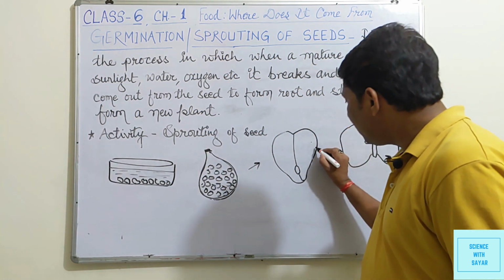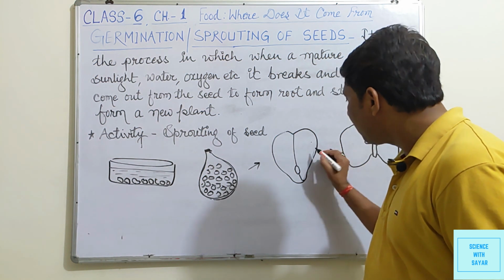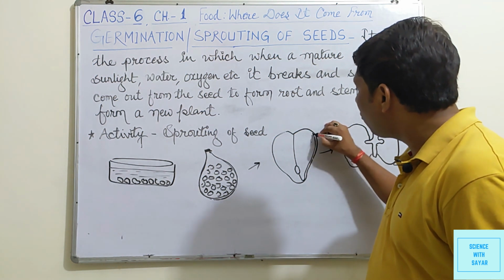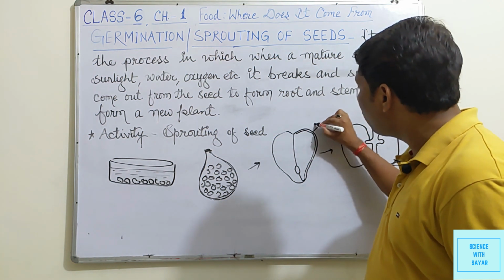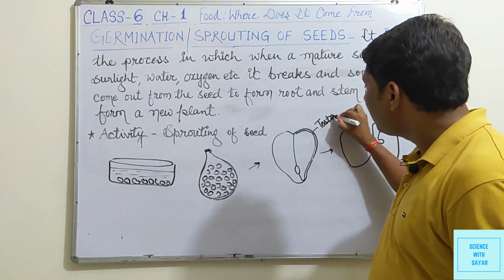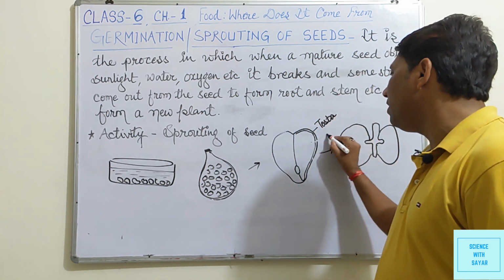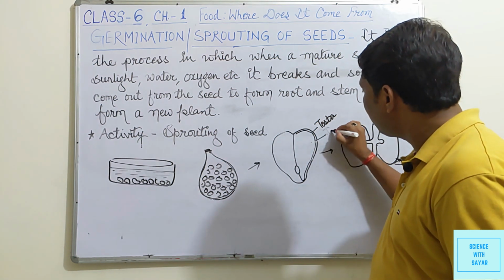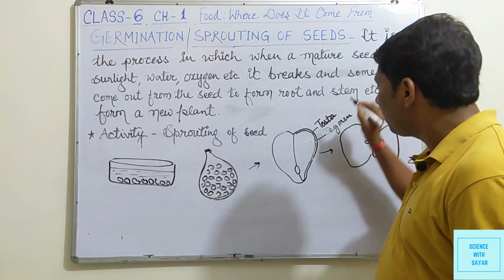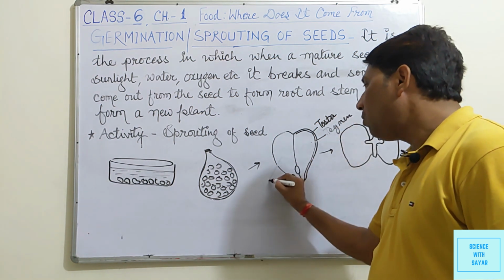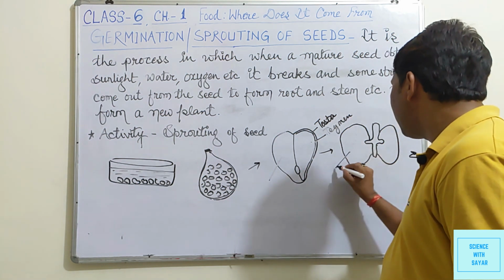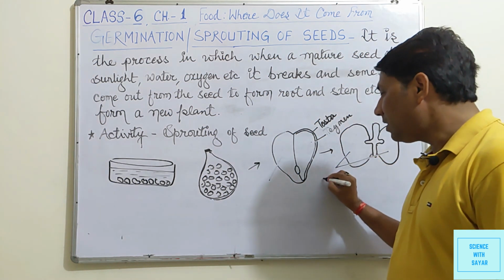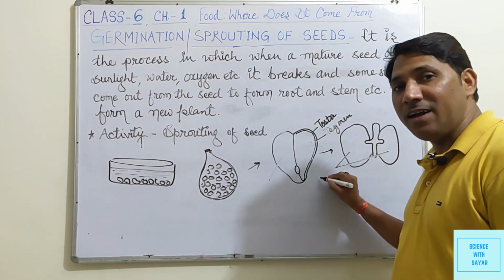Here we can see that on the seed there are coverings, and the outermost covering is known as testa. The inner covering is known as tegmen. Two pulse-like structures, those have the stored food as starch.